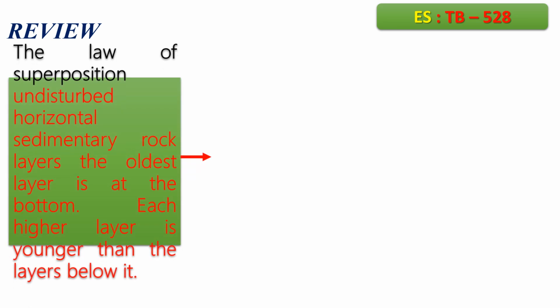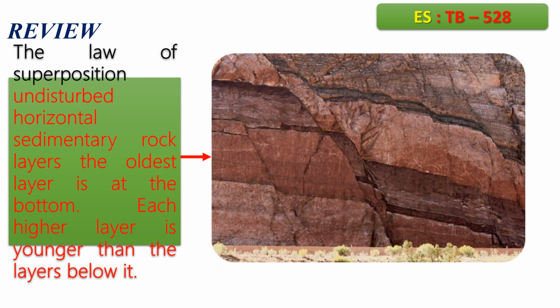The law of superposition. According to the law of superposition, in undisturbed horizontal sedimentary rock layers, the oldest layer is at the bottom. Each higher layer is younger than the layers below it. Look at the diagram. You can see the rocks are arranged in different layers. The higher layers are younger than the layers below.